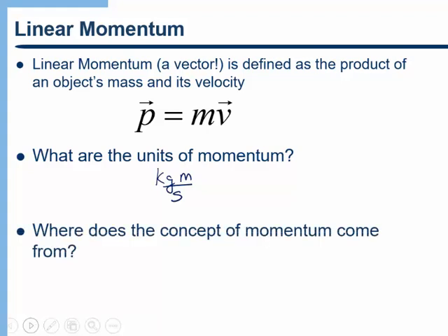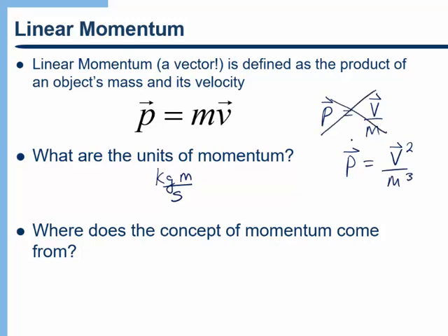Now you may wonder where the concept of momentum comes from. Why did we define it this way? Why didn't we define momentum to be, I don't know, v over m or v squared over m cubed? Why did we come up with m times v? Well, it turns out, as we're going to see, that it really just comes from Newton's second law. This is actually not really a new concept. It's just looking at Newton's second law in a slightly different way.